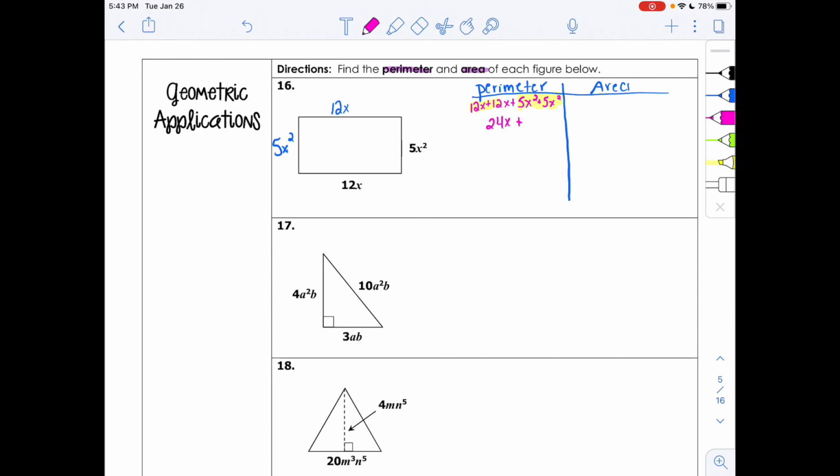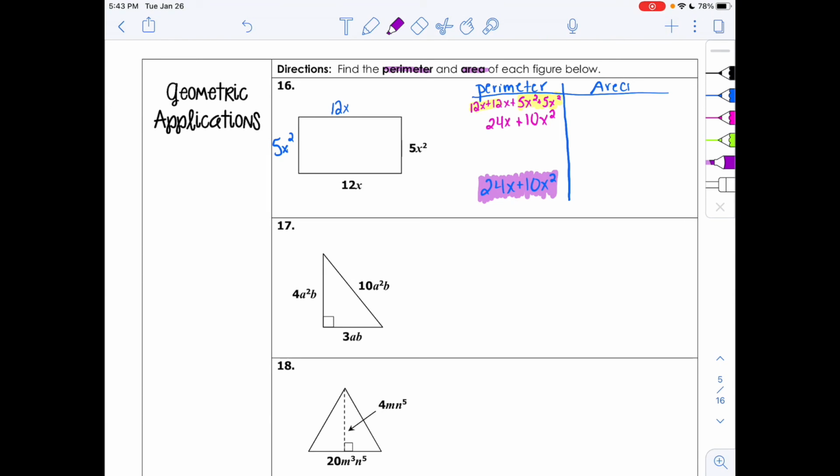and that would give me a positive 10x squared. So remember, when I'm combining those like terms, I'm just looking at my coefficients to combine them. So my perimeter is 24x plus 10x squared. So with problems like these, it's okay to leave your answer as an expression, because in the original problem, my sides were expressions. I don't have enough information to find the actual perimeter. I can just find an expression that represents that perimeter.